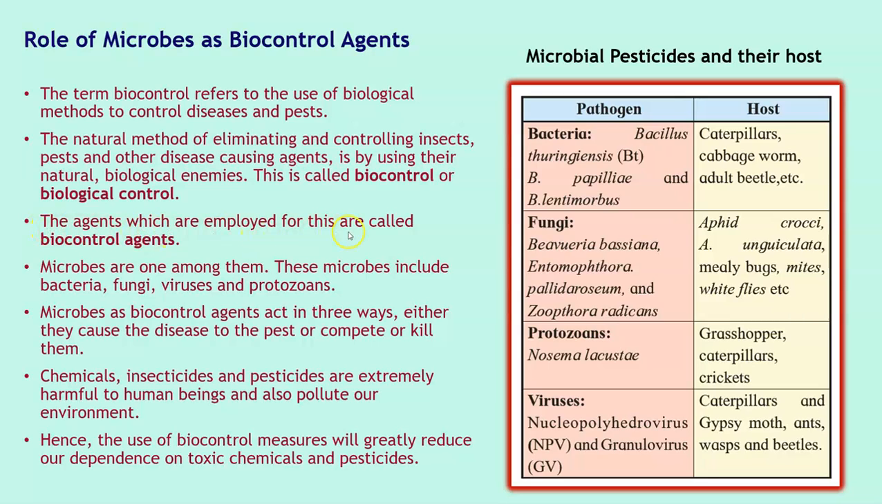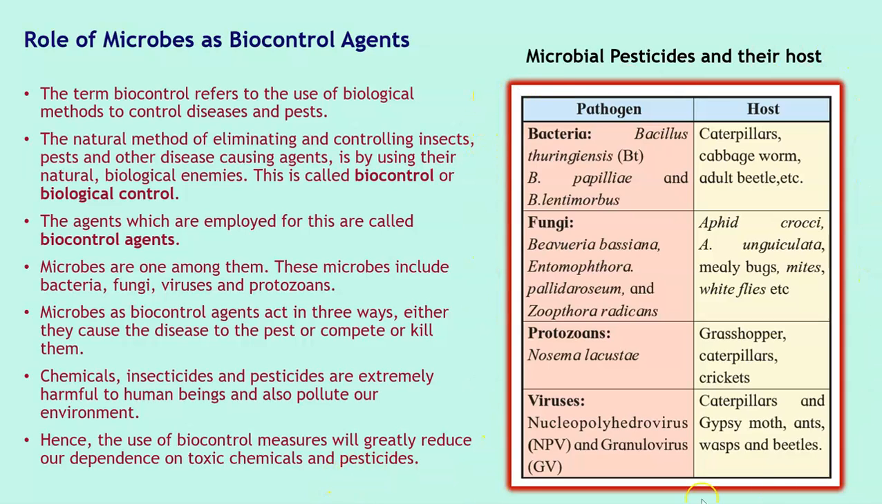The agents which are employed for this are called biocontrol agents. Microbes are one among them. These microbes include bacteria, fungi, viruses, and protozoans. Microbes as biocontrol agents act in three ways. Either they cause disease to the pest or completely kill them, so that we get rid of them. Chemicals, insecticides and pesticides are extremely harmful to human beings and they also pollute our environment. Hence, the use of biocontrol measures will greatly reduce our dependency on toxic chemicals and pesticides.